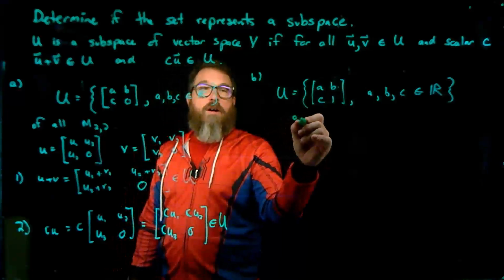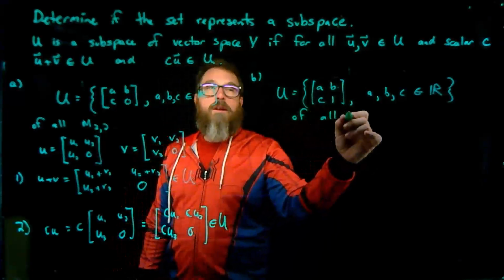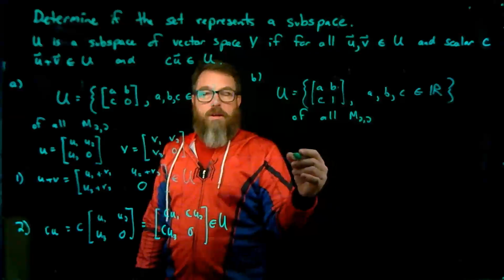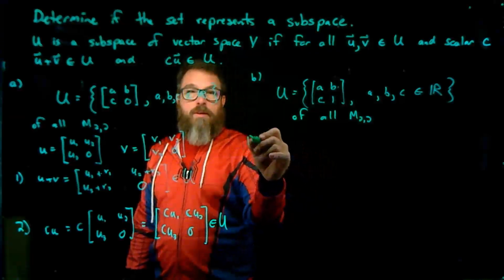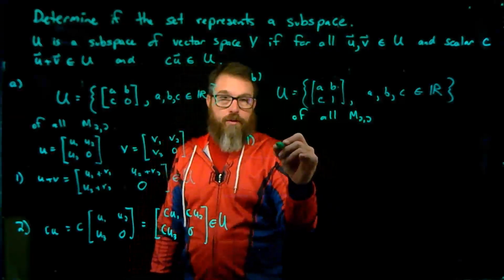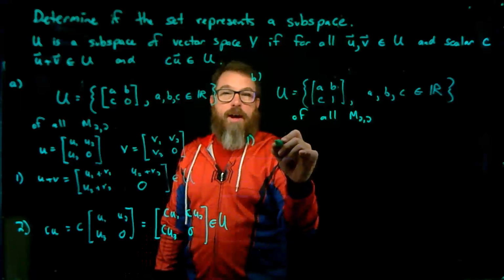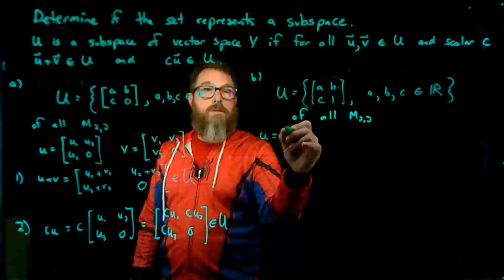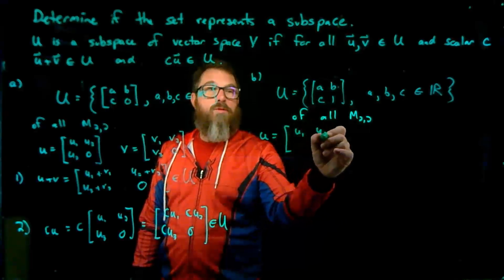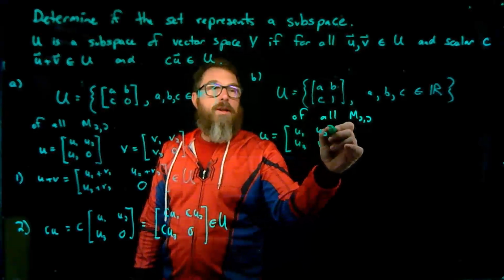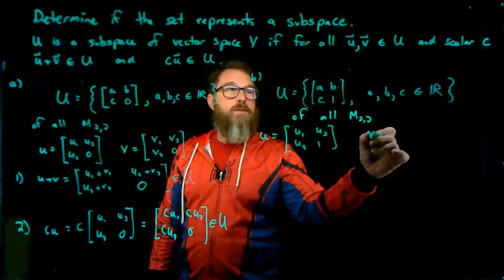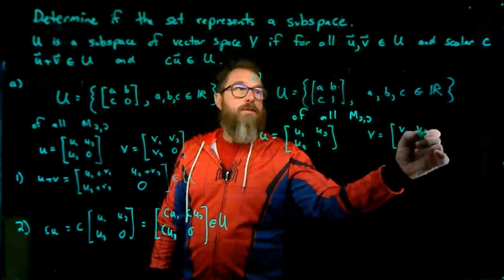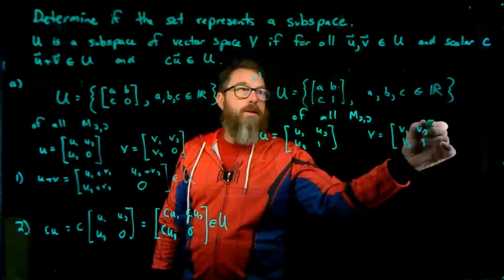Now, I want to determine if this is a subspace, again of all 2 by 2 matrices. So first we're going to check property 1. Is it closed under vector addition? I'll have to define a u first and then a v next. So u is going to be equal to u1, u2, u3, and 1. And then our v vector is going to be equal to v1, v2, v3, and 1.